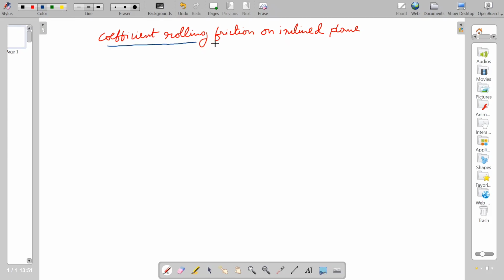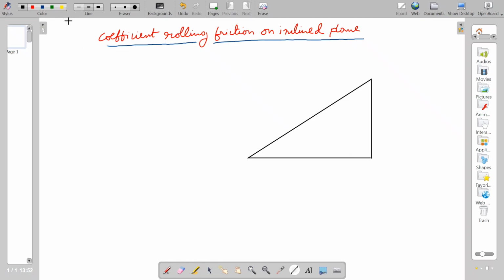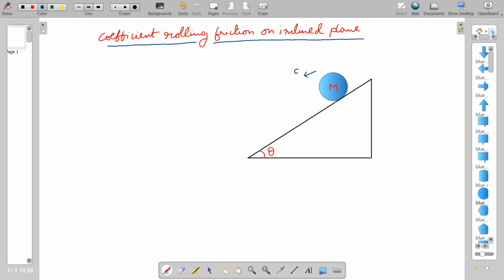Coefficient of rolling friction on inclined plane. Consider an inclined plane which makes an angle theta with the horizontal. Consider a rigid body of mass m and radius r rolling down on this inclined plane with an acceleration a.